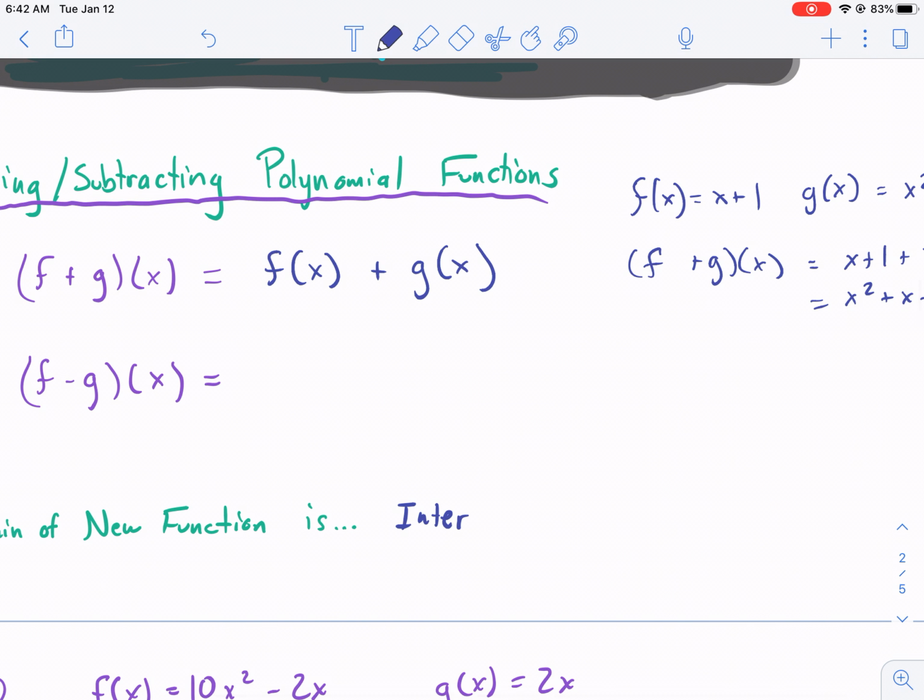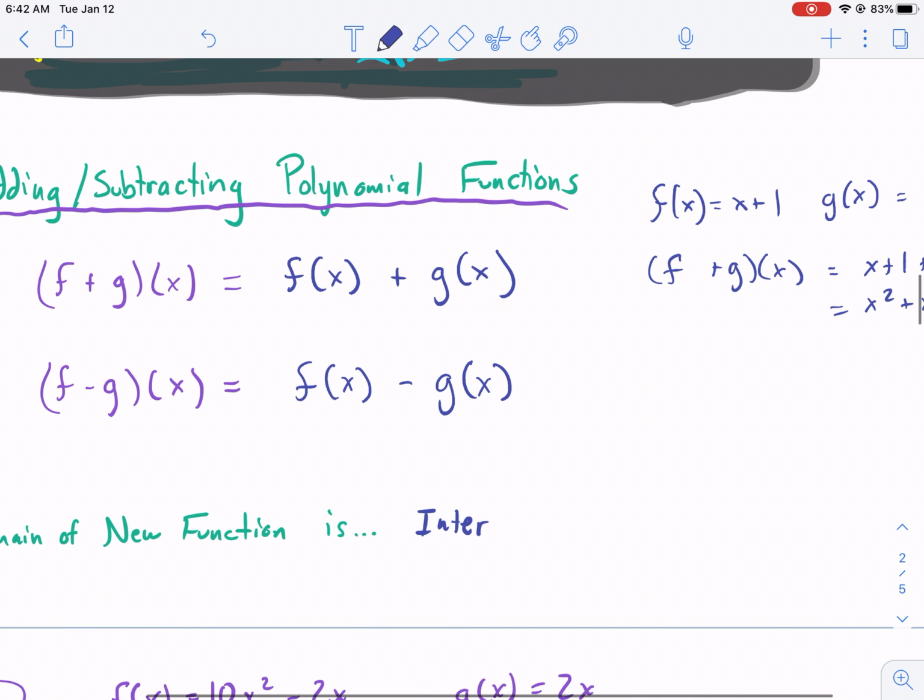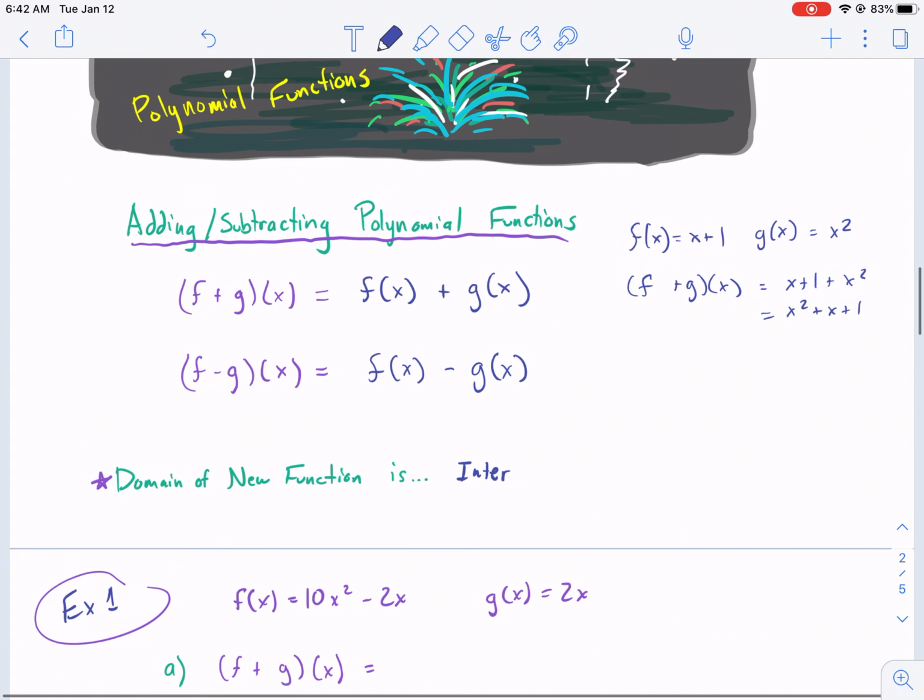And it's the same thing if we have f minus g of x, then it's going to be the same thing as f of x minus g of x. So pretty simple there, nothing too complicated.